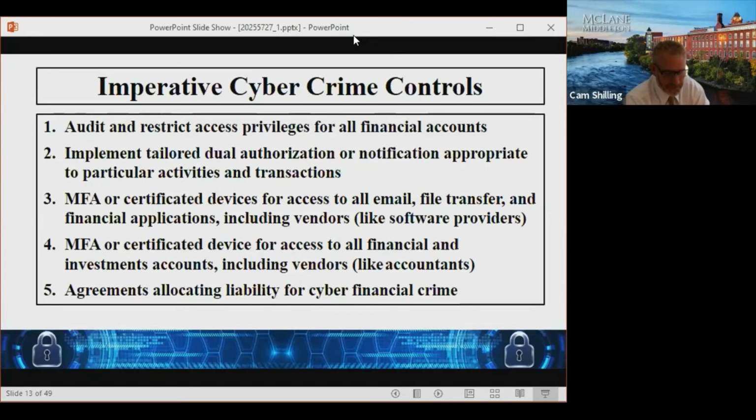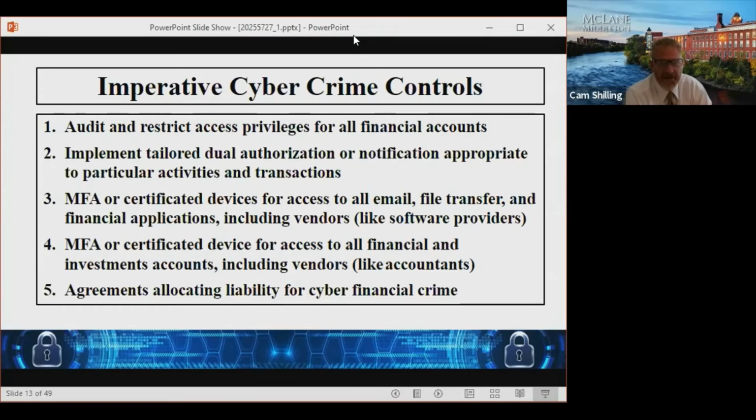Number 2, we have to put controls on certain types of activities and transactions and require one of 2 things: either 2 independent people to authorize it, or at the least 1 person to authorize it and a second person who gets notice. So for instance, for certain large transactions in financial accounts, we're going to want 2 independent people logging on using multi-factor authentication and their own passwords. We want 2 people authorizing that transaction.